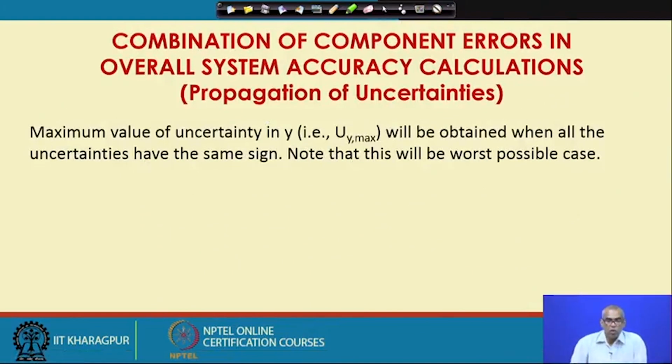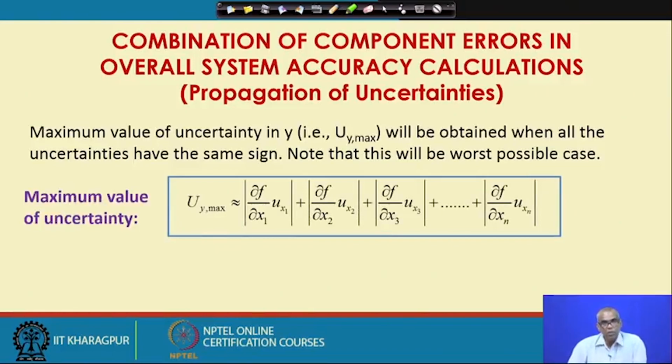So, the maximum value of uncertainty in y, that is u y max, will be obtained when all the uncertainties have the same sign. If different uncertainties have different signs, then some of them will cancel each other out. So, the maximum value of uncertainty will be obtained when all the uncertainties have the same sign. Please note that this will be the worst possible case.